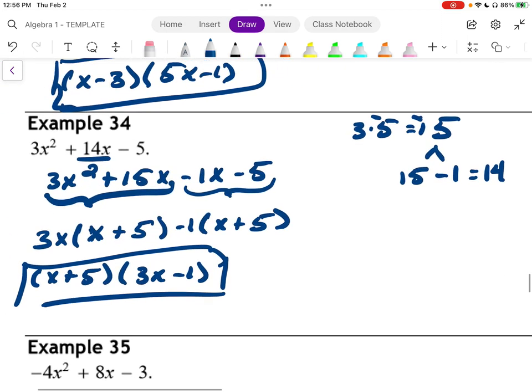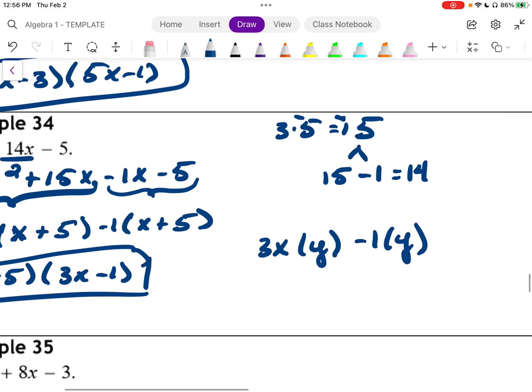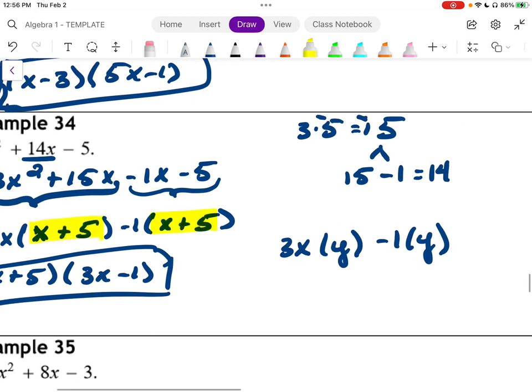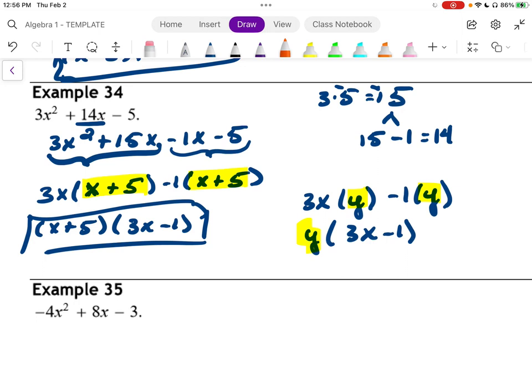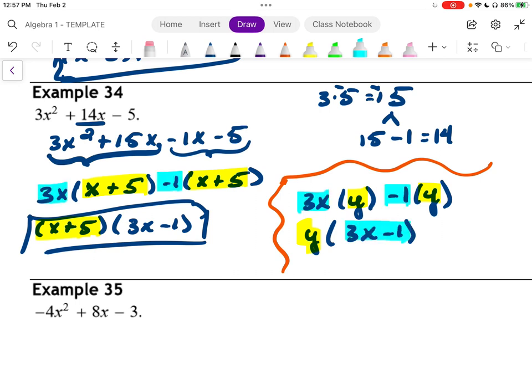Now, just to show what's happening here, what if this was 3x times y minus 1 times y? I think that's a little bit more obvious if we think about that. And the y can come out front. This is y and then 3x minus 1, right? That's the process that's occurring here. Sometimes I think that's hard to visualize and to see what's happening there. But we're just pulling something out, right? The y is representing the x plus 5 there. It's being pulled out front, and then our leftover pieces here are the 3x and the minus 1. Okay, that's the process that's occurring.